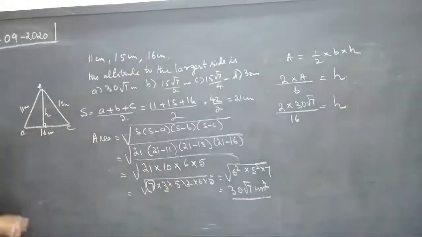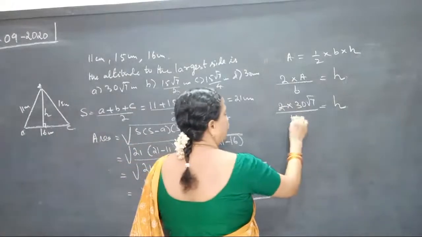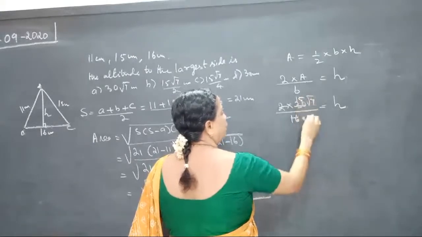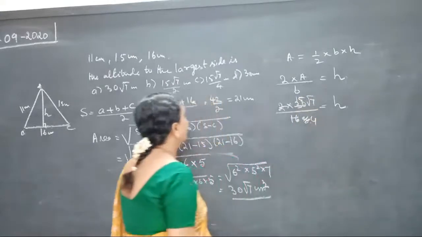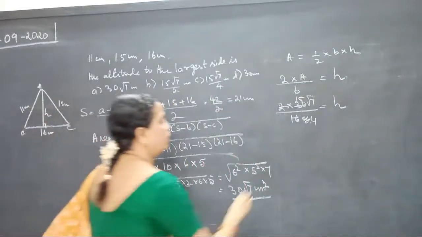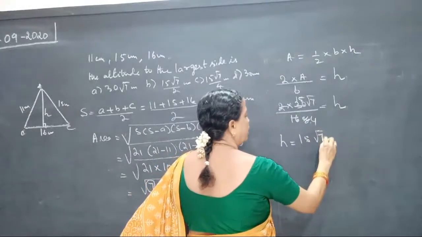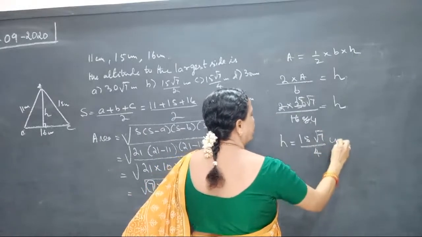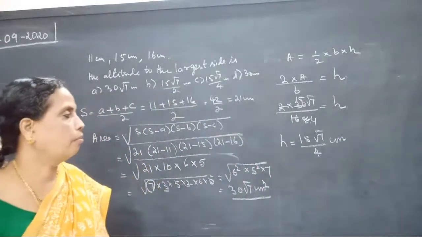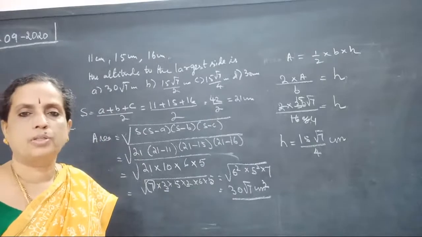2 into area by base is 16. So you will get 2 8s are 16, then 2 15s are 30, 2 4s are 8. So can we get the answer, which is the right answer? H equals 15 root 7 by 4 centimeter. 15 root 7 by 4, that is option C.